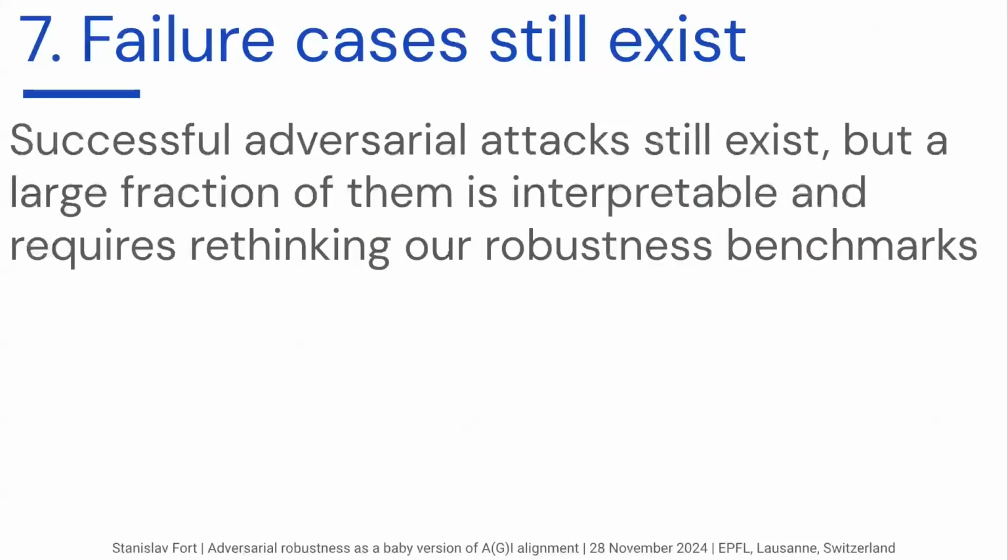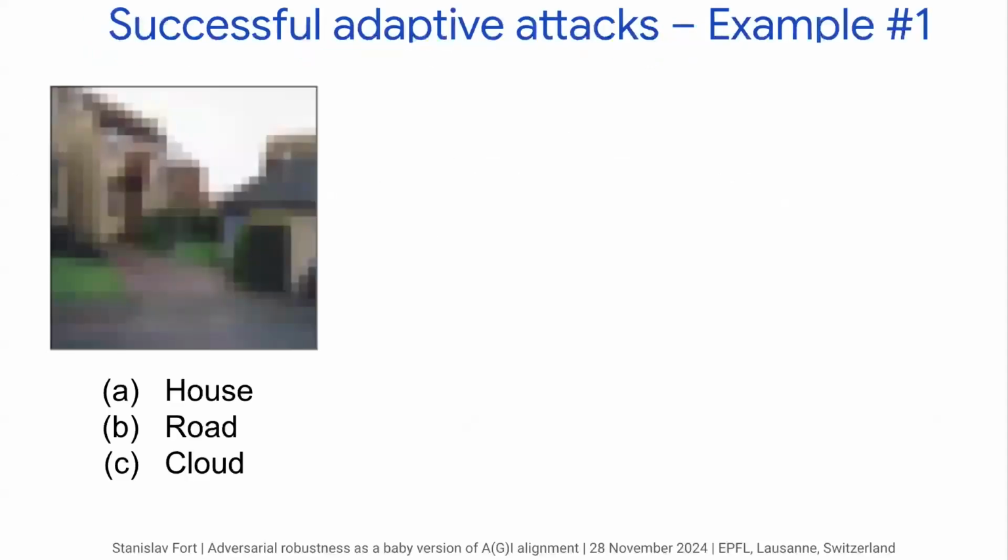But failure cases still exist. This is not a 100% foolproof model. And I'll show you a few. So again, participation will be needed. What is this? What class do you think the model assigns to this? All right. Yes, it's a house. So the house is here, right? You see the house-like features there.